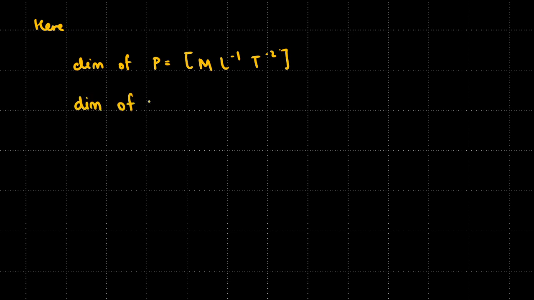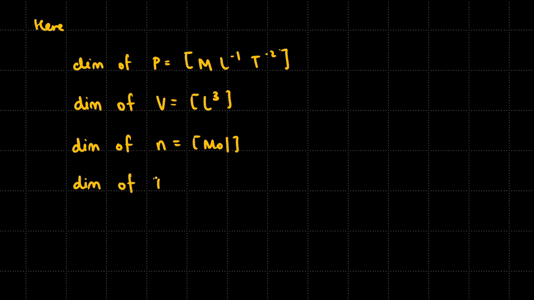Secondly, the dimension of volume, most common formula L cubed, so it will be L^3 as well. And next, the dimension of n, it is just the number of moles, so it will be mole. And finally, the dimension of T is temperature, which is measured in Kelvin, so its dimension will be K. Pretty simple, right?